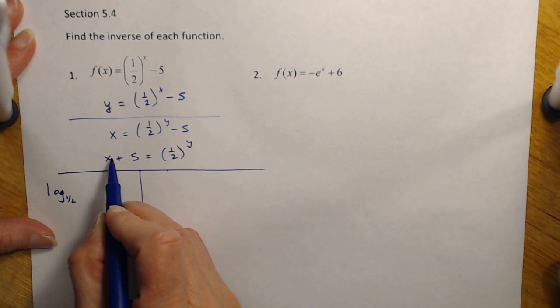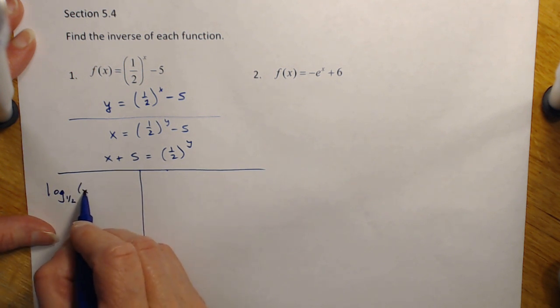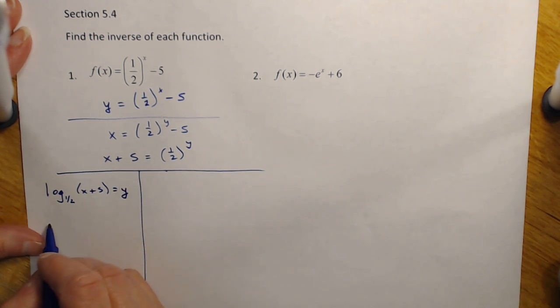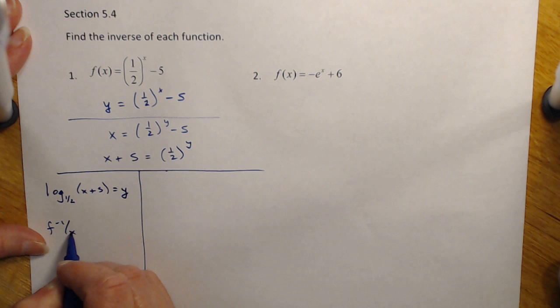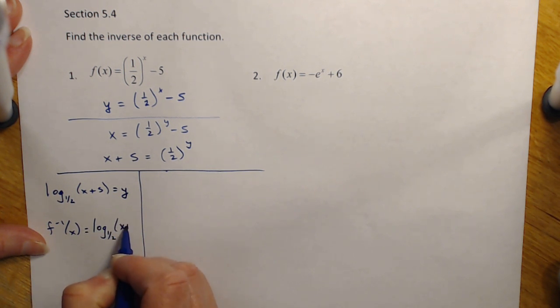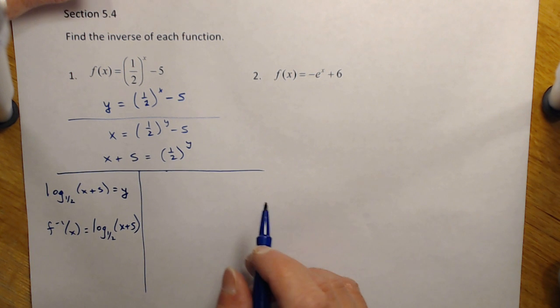Instead of input y, output x plus 5, I input x plus 5, and I output y. So in this case, f inverse of x can be written as the log base 1/2 of x plus 5. Now, there's nothing wrong with that, but sometimes we like logarithms with bases either 10 or log base e, the natural logarithm. So let's take a look at how that would happen.